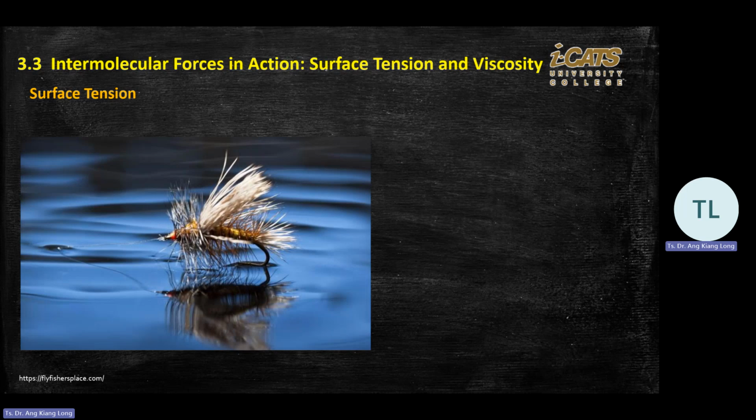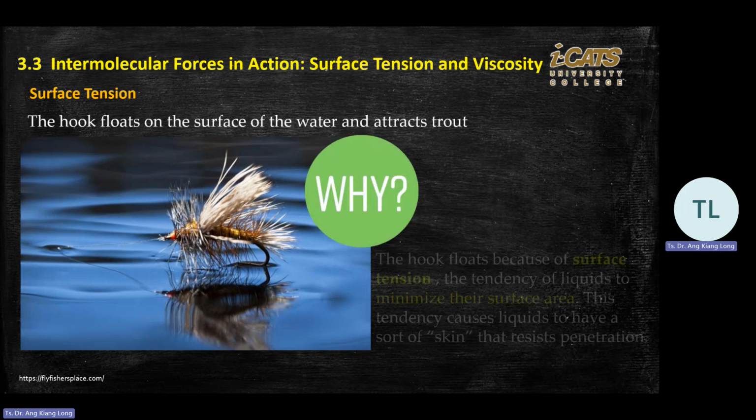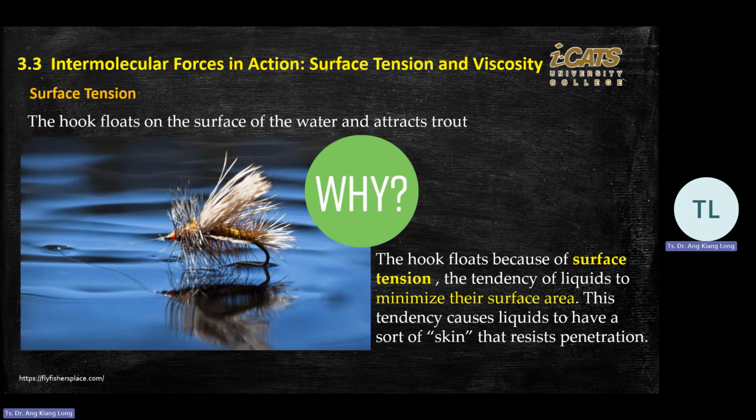So this one goes into product design already, right? So if you go into material science or aerospace design later, you might be given a project to design some devices that float on water. Okay. Right. Now, why can this bait float on water? It's because of surface tension and the tendency of liquid to minimize their surface area. So if you have minimum surface area that touches the surface, then it will float.